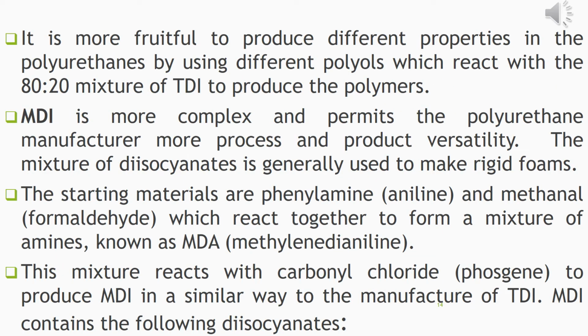It is more fruitful to produce different properties in the polyurethanes by using different polyols which react with the 80-20 mixture of TDI to produce the polymers.